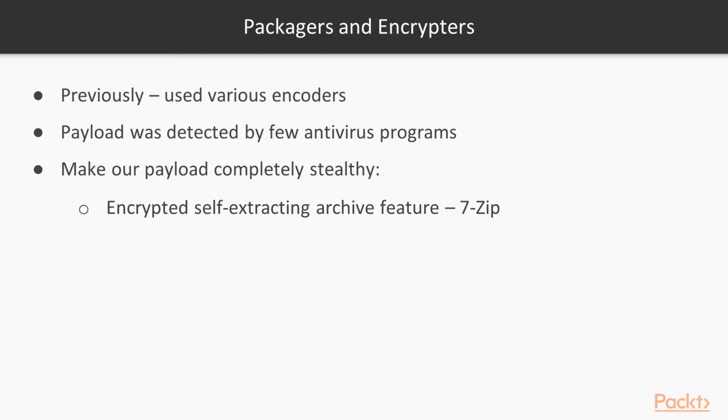Let's see using packagers and encryptors. Previously, we have seen how to make use of various encoders in order to make our payload undetectable from antivirus programs. However, even after using different encoders and iterations, our payload was still detected by a few antivirus programs. In order to make our payload completely stealthy, we can make use of a feature called encrypted self-extracting archive offered by a compression utility called 7-zip.